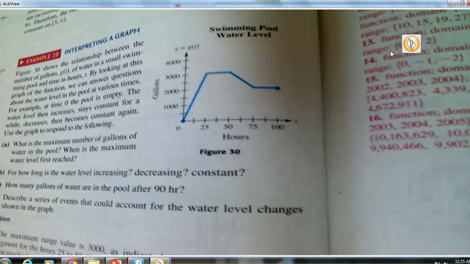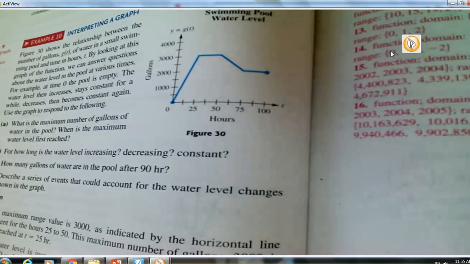Okay, on the next slide I put a couple other questions for the same graph. Over what period is the water level changing the most rapidly? Where is the most rapid increase? From 5 hours to 25, for 25 hours. After how many hours does the water level start to decrease? 50. And how many gallons of water are in the pool after 75 hours? 2,000. So I just want to make sure you guys can read graphs and answer questions about those.